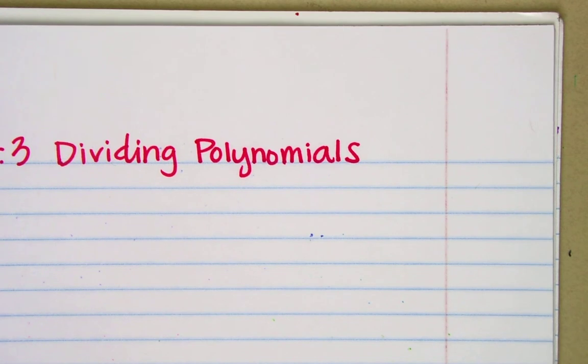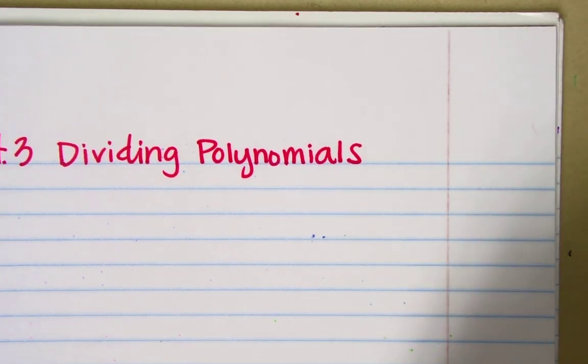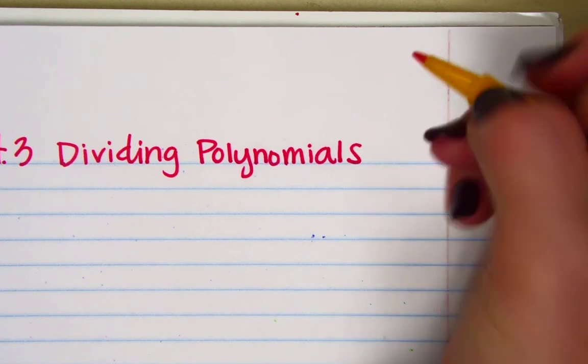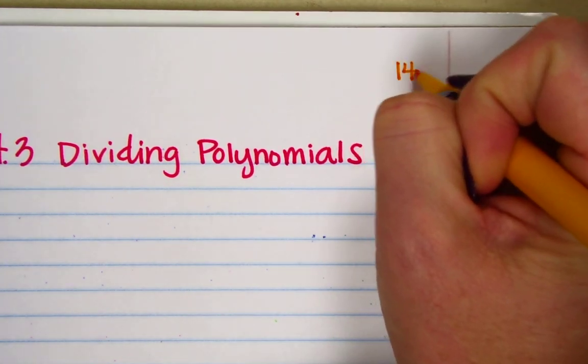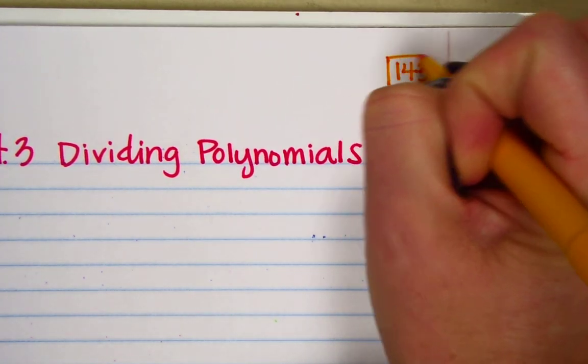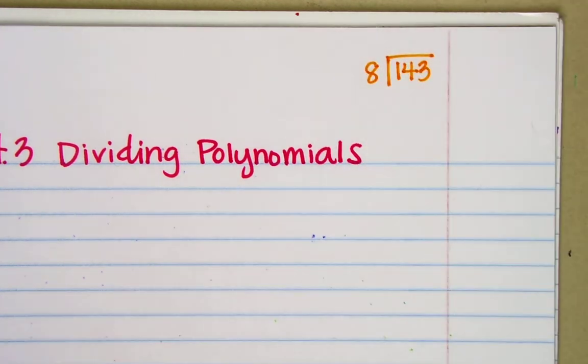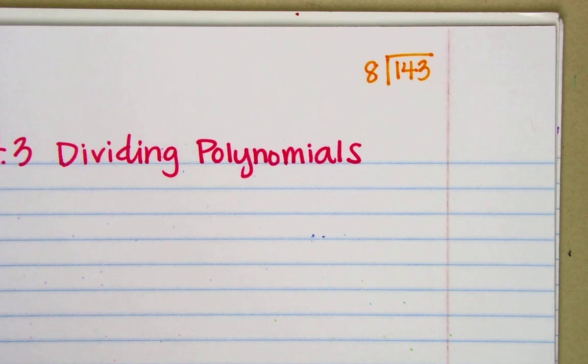First, let's remember how to do this with long division. I'm going to do 143 divided by 8. We're going to do it by hand. Yes, I know you have calculators, but we're going to do it by hand. We can check it with our calculator. Let's see if we can remember how to do long division. I know it's been a long time, but I think you're going to remember how.